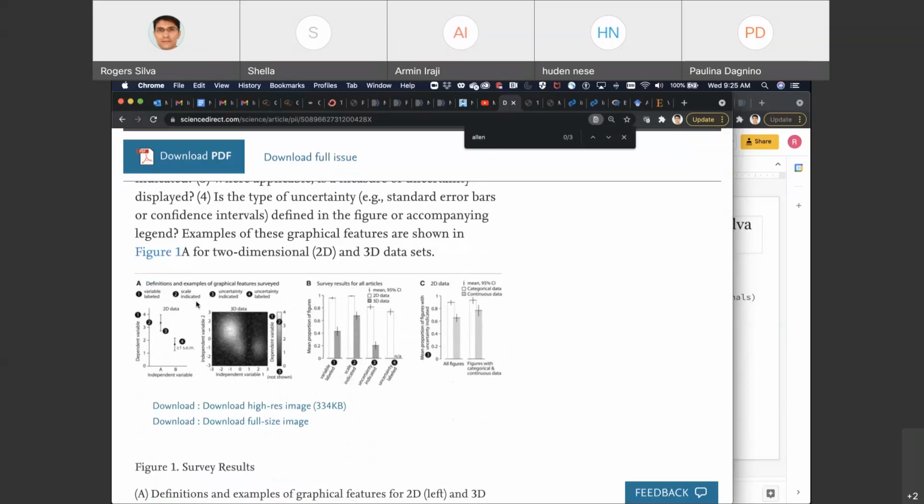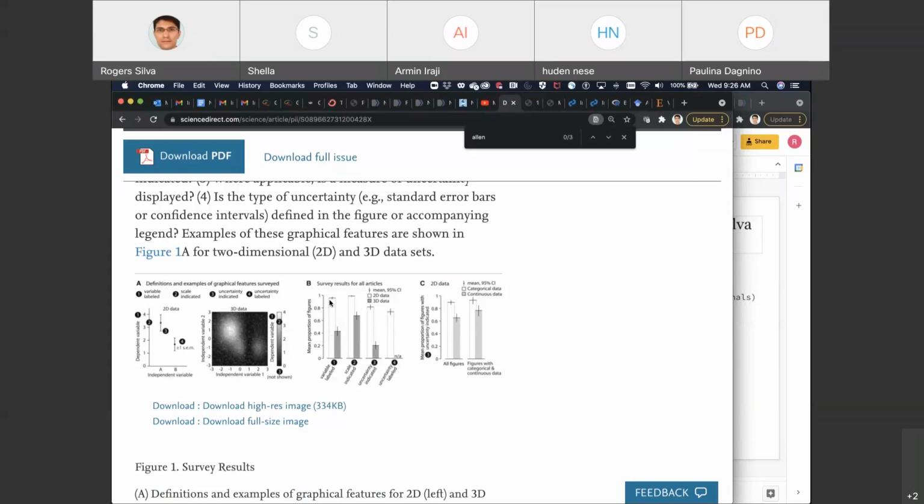And here is an example of 2 depictions. This is considered 2-dimensional data, and this is 3-dimensional data. This is 2-dimensional because you have only X and Y axes, whereas this is 3-dimensional because you have X, Y, and the color is the 3rd dimension. And in this case, the color, or the grayscale, is depicting the dependent variable. So they were looking at these 4 bits of information over these 1,400 plots. And this is a little summary of the results.